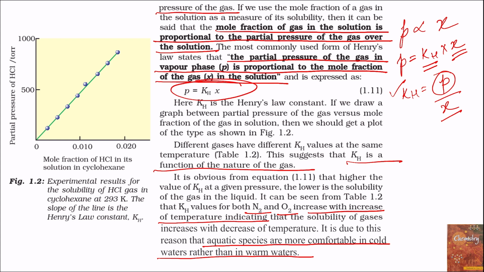This is a graph. On the Y-axis we have partial pressure of HCl, on the x-axis mole fraction of HCl. Now this graph is a straight line showing that partial pressure of a gas in vapor phase is directly proportional to the mole fraction of the gas in the solution.